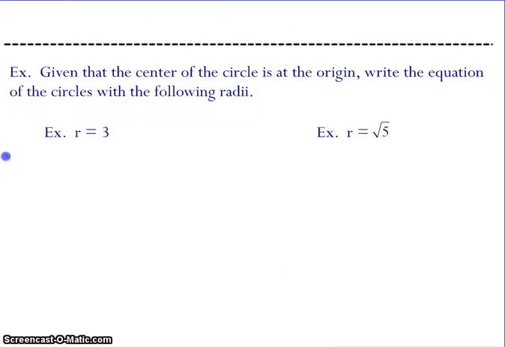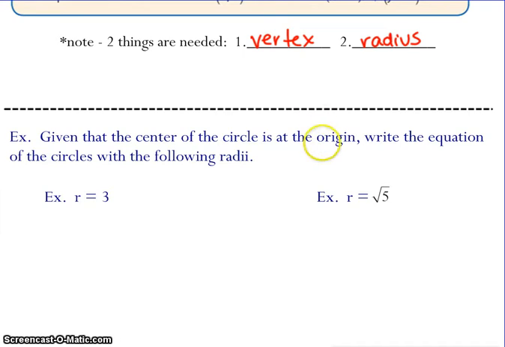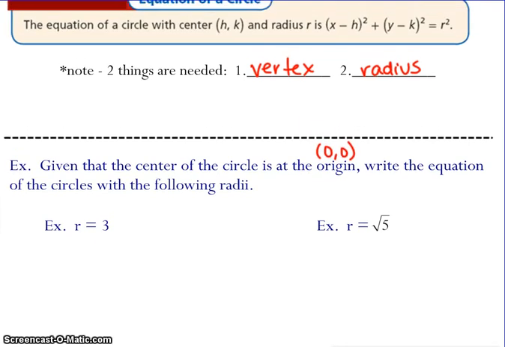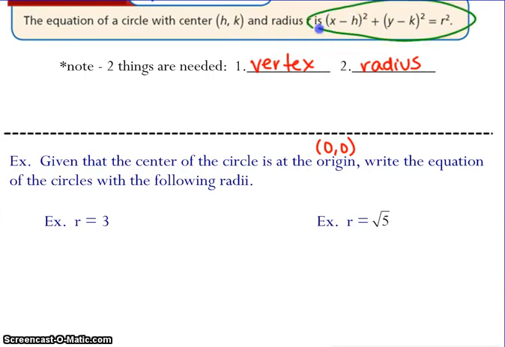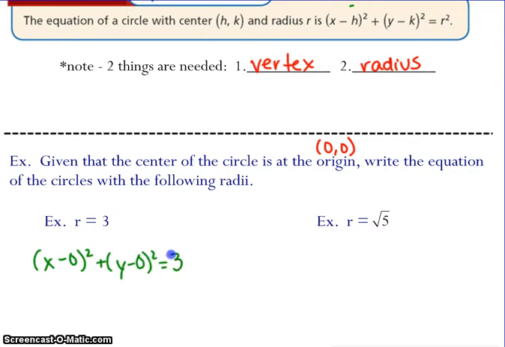All right, so let's write a couple equations. This says, given that the center of the circle is at the origin, or (0, 0), write the equation of the circle with the following radii. So we're going to take this formula and plug in 0 for h, 0 for k, and in this one we're going to plug in 3 for r. So let's do that. (x minus 0) squared plus (y minus 0) squared equals 3 squared. So really we just have x squared plus y squared equals 9. That is the equation of a circle with the center at the origin and a radius of 3.